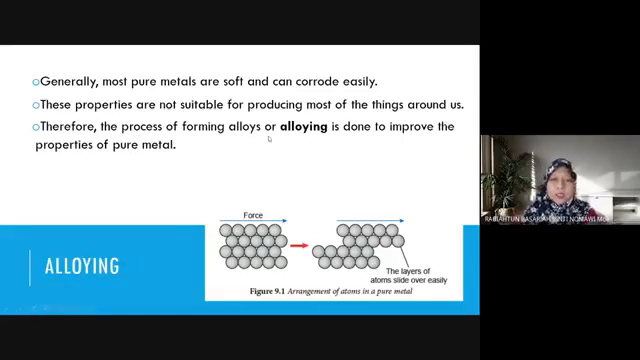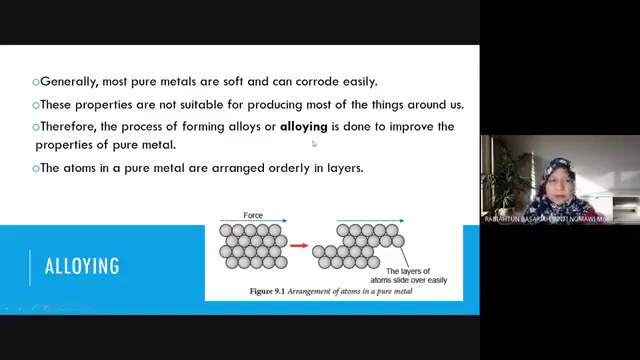Therefore, the process of forming alloys, or alloying, is done to improve the properties of pure metals. Actually, alloys are better than pure metals because of what has been added; it improves the properties of pure metals. So the process to mix pure metals into an alloy is named alloying. Proses nak jadikan metal yang tulen itu kepada yang alloy kita panggil sebagai alloying. This process is called alloying, the process of forming alloys.